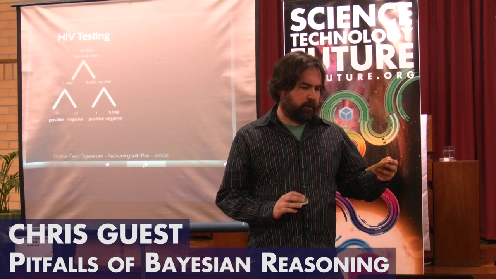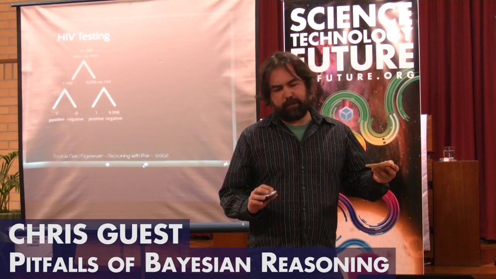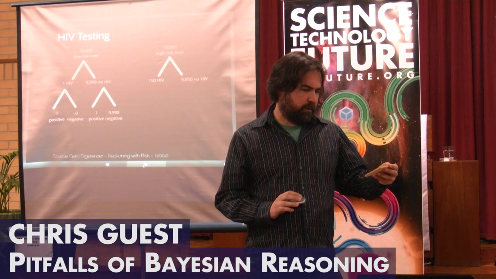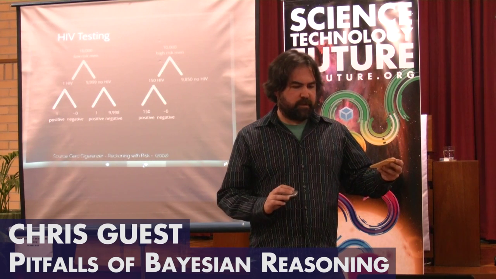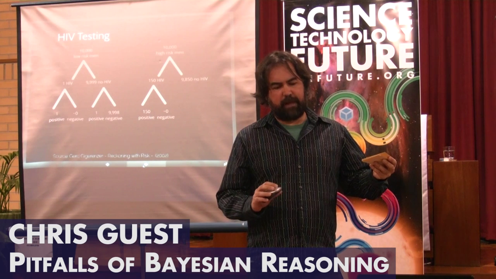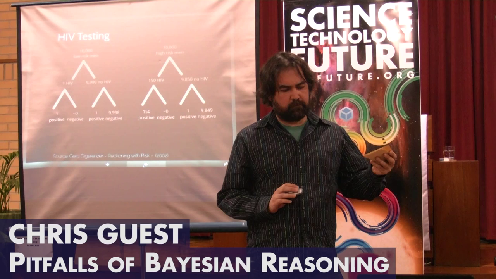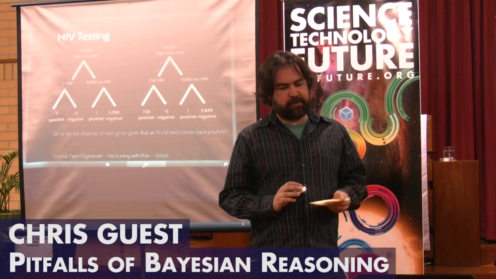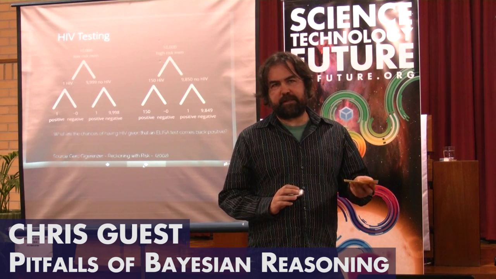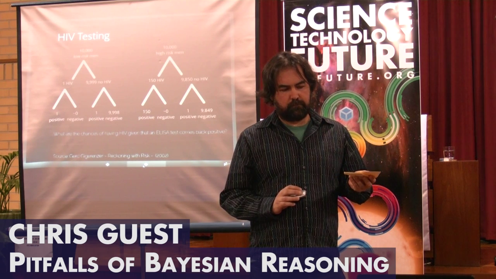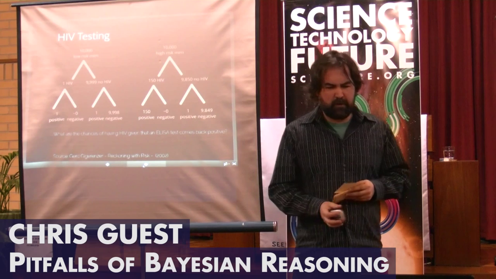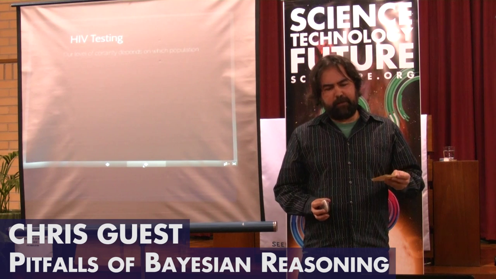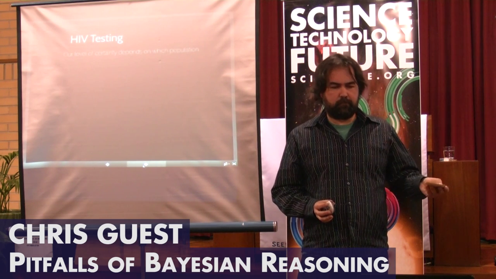Now, if we've got a population of high-risk men, we'll have about 150 of them with HIV out of 10,000. And so that'll be 150 true positive results and one false positive result. So the question from this is, what are the chances of having HIV given that an ELISA test comes back positive? Looking at this information, our certainty of actually having HIV depends on which population we're in.